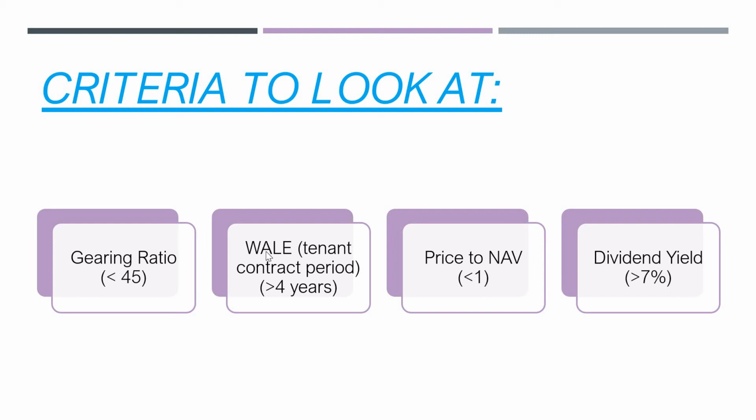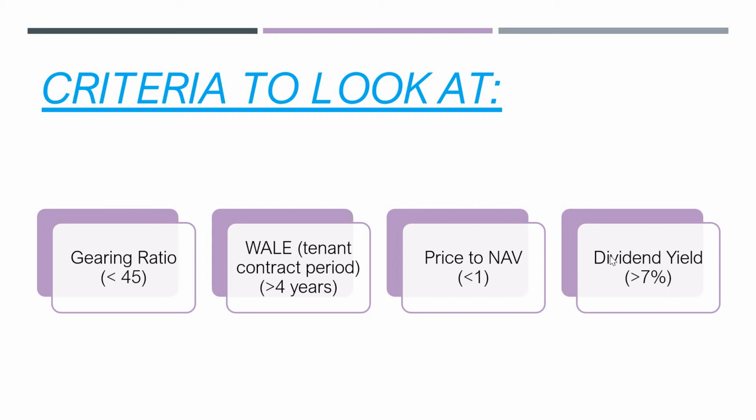Lease is a contract between the landlord and the tenant. So basically we want the tenant to stay as long as possible. Basically we want the lease to be 4 years and above, so it is more stable. The company can have more rental fees to collect, and then they can distribute them more stably to the shareholders. Price to NAV, basically we want it to be lower than 1.